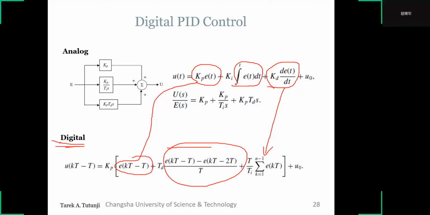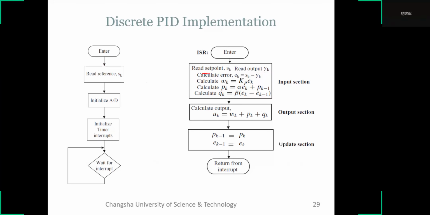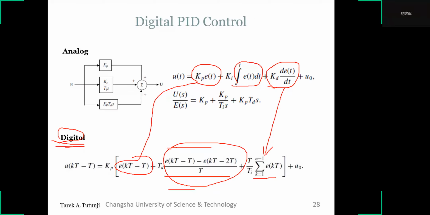If we get the digital form of the PID control, we can calculate the PID output from the equation. This calculates the addition. This calculates the integral. This calculates the derivative. So we can calculate the system according to this equation.